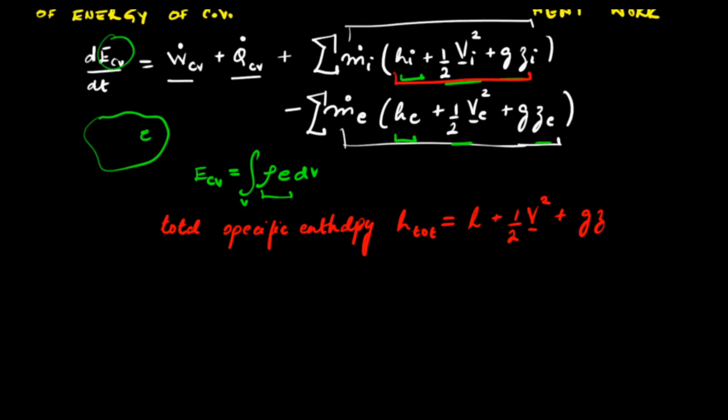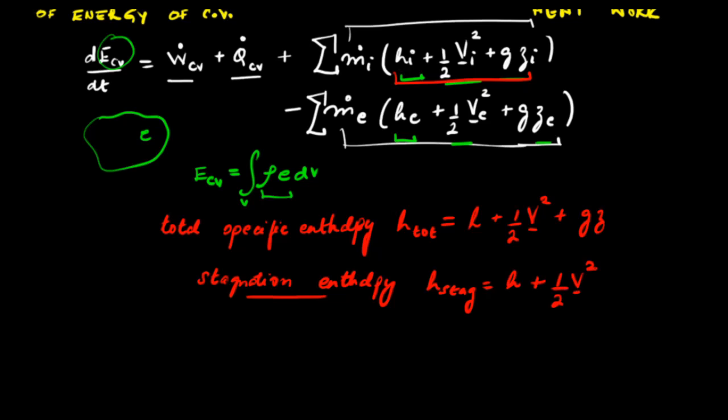Sometimes we also come across a term called stagnation enthalpy, and this term stagnation enthalpy is widely used in compressible fluid flow. So what stagnation enthalpy is, we'll denote by H subscript stag, is the enthalpy plus the kinetic energy.